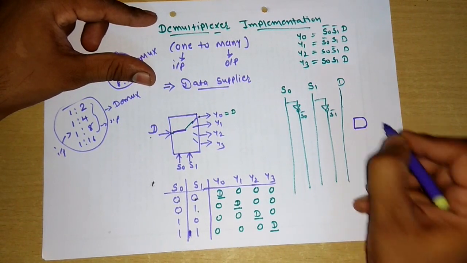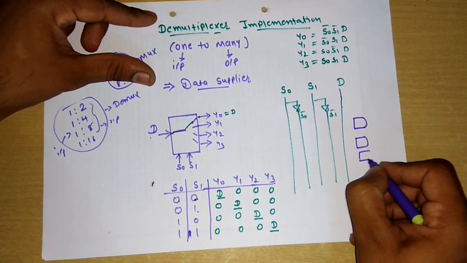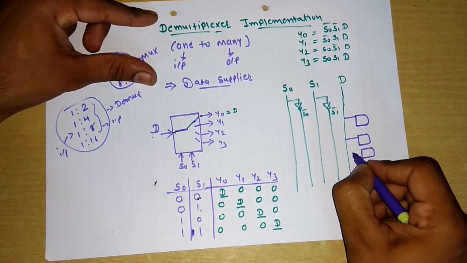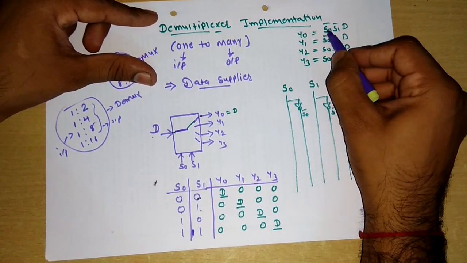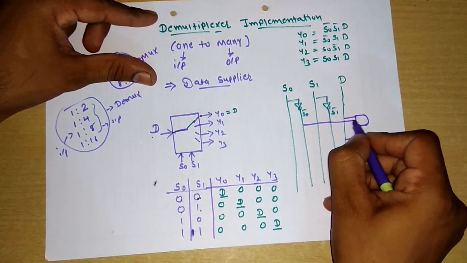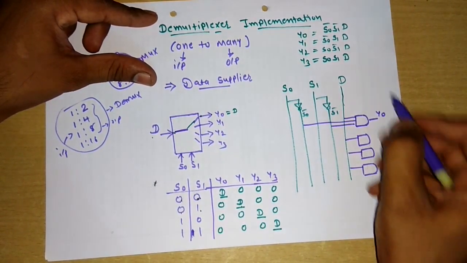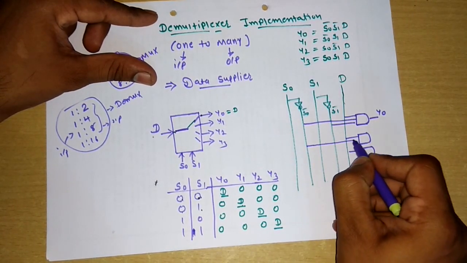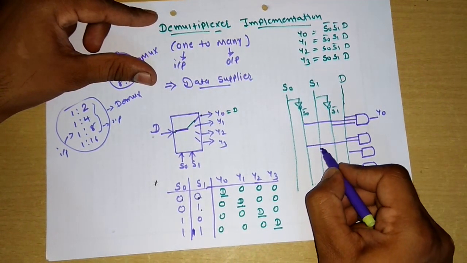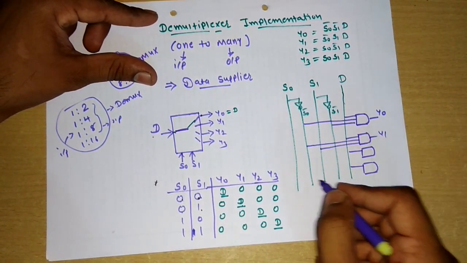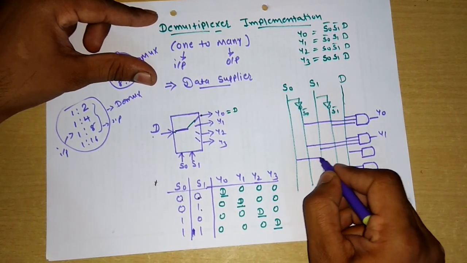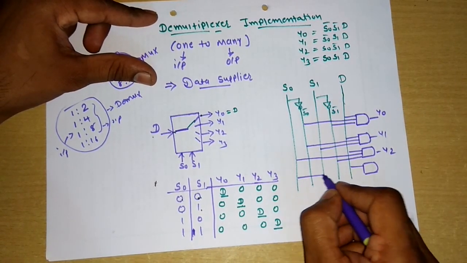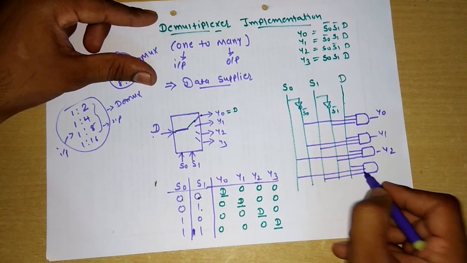Now let us connect the 4 AND gates: 1, 2, 3 and 4. The D line is connected to each gate, so let us connect the D line. Then we need to select the combinations. S0 bar and S1 bar will give you Y0. S0 bar and S1 will give you Y1. S0 and S1 bar will give you Y2. S0 and S1 connected to the AND gate will give you Y3.